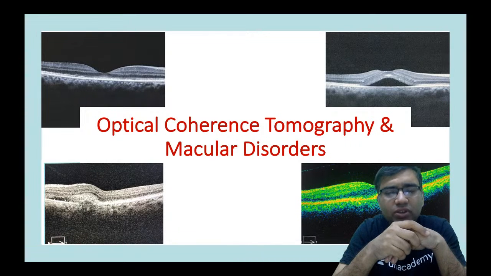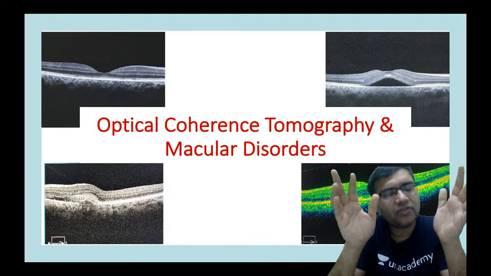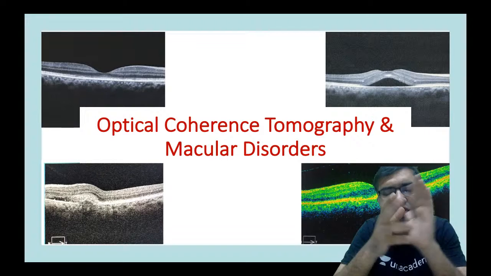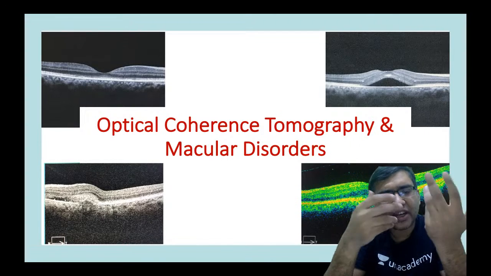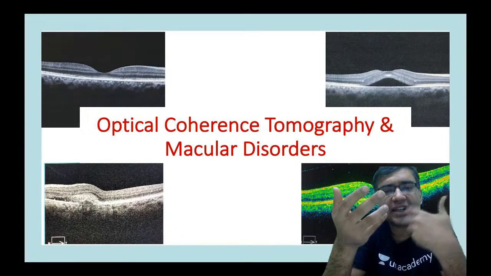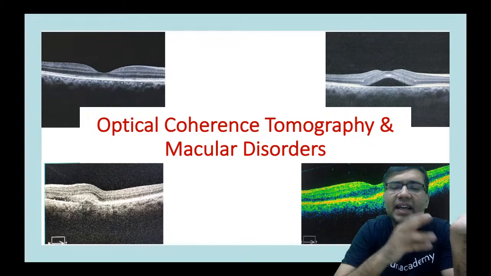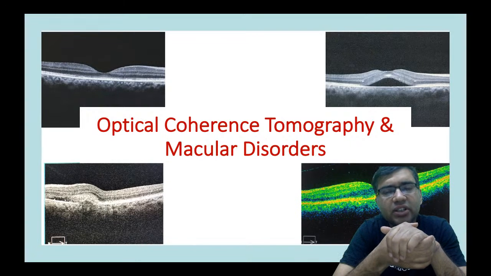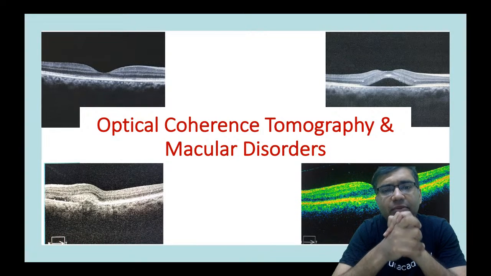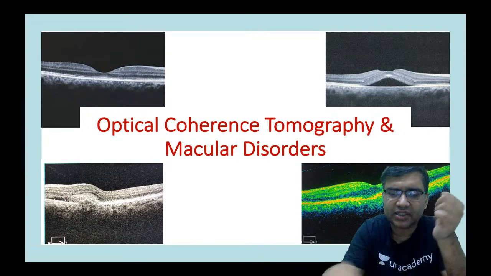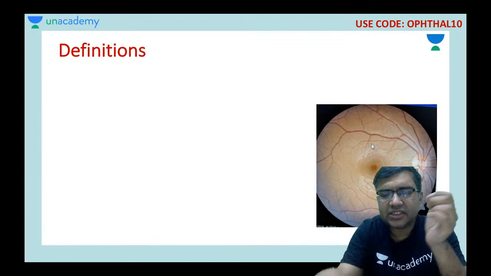Also, from OCT we can know where the pathology is. Out of the 10 layers of the retina and in the choroid, where are the deposits, where are the hemorrhages, how much is the retinal thickness, and how much it has improved. So not only does it have a very important role in the diagnosis, it also has a very important role in the treatment strategy of macular disorders as well. Okay, so now I come to a few definitions that you have to remember.